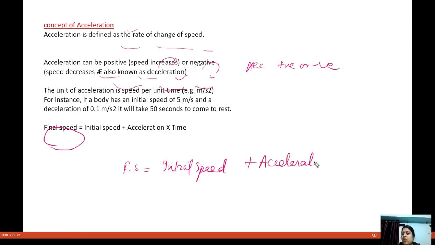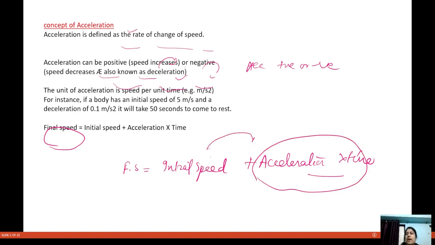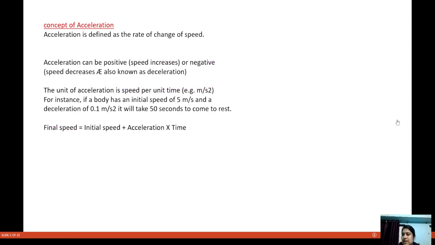So basically, whatever be the acceleration, when you multiply that by time, you will get the amount by which your speed will increase relative to the initial speed. So this is the concept of acceleration. We don't get too many questions related to acceleration, but just to revise the formula, we are seeing it because when we are reading time, distance, and speed, we must know about acceleration.